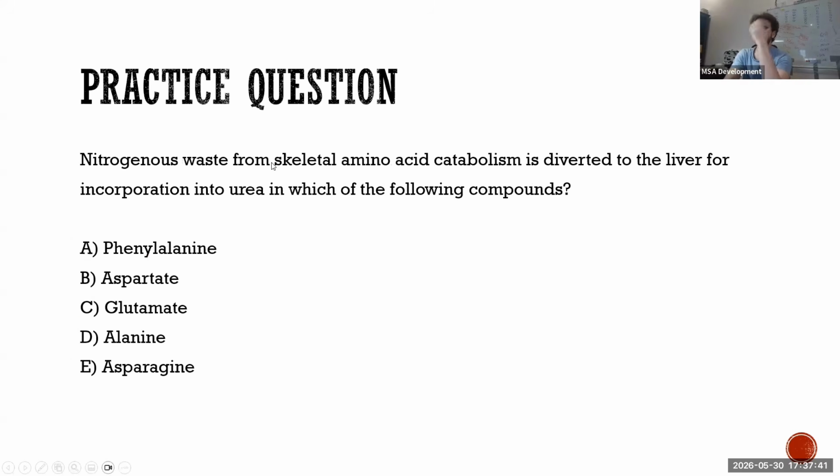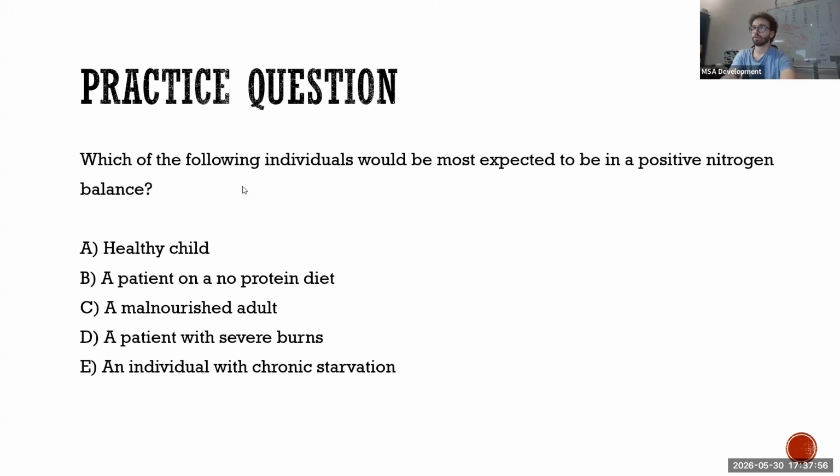But this question: nitrogenous waste from skeletal amino acid catabolism. They literally said skeletal amino acid catabolism. Nitrogenous waste, getting rid of nitrogen, skeletal muscle. What comes to mind? Alanine, the glucose-alanine cycle. Okay, what individual would have a positive nitrogen balance?